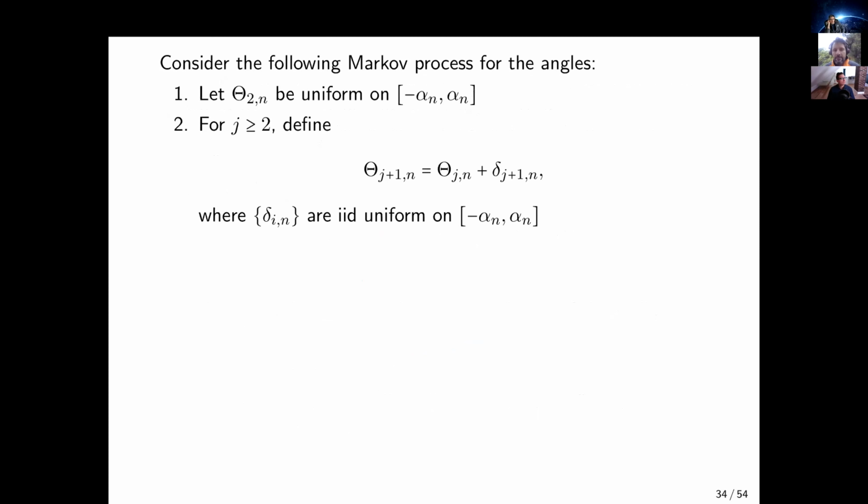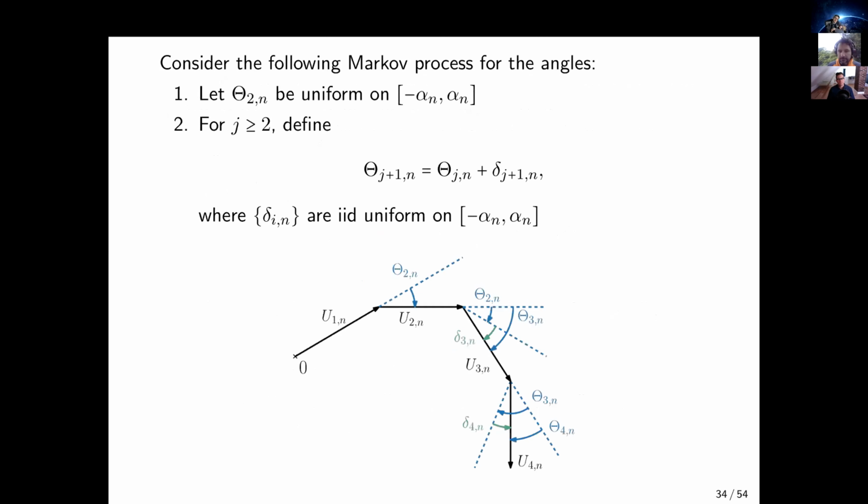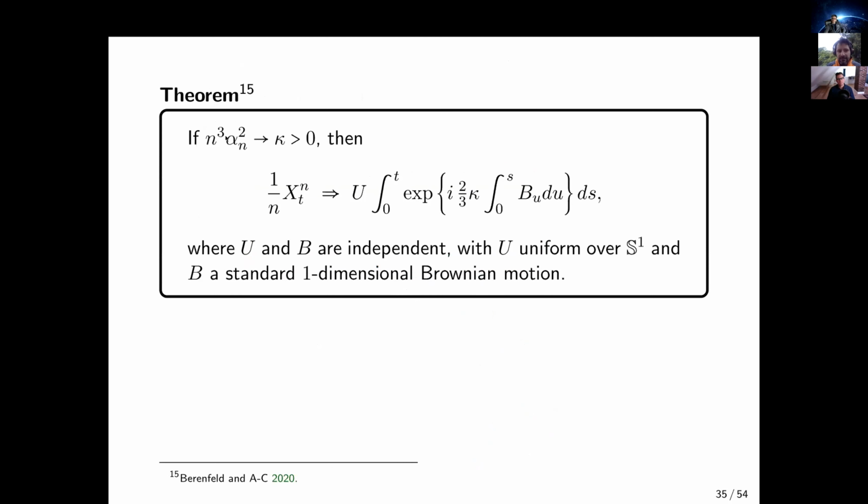It turns out this is the simplest model that we came up with, which is essentially a random walk on the angles. And so the construction is essentially that random walk on the angles. And when we have that, importantly, the angles for the innovations are between minus alpha n and alpha n as well. So actually I say it right here. Okay, so if that's the case, and we have this limit, importantly, that n cubed times alpha n squared converges to a positive constant, then we have a continuous time process limit that has the sort of property that we want.